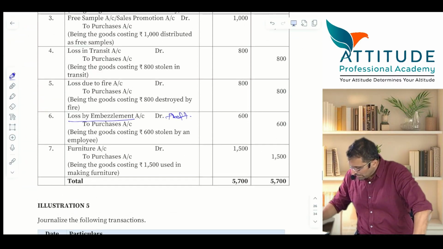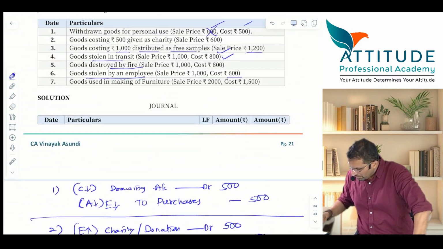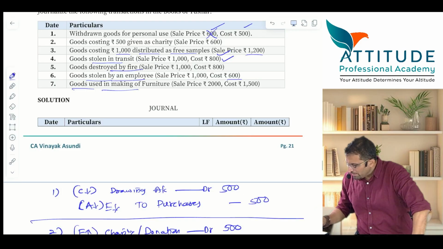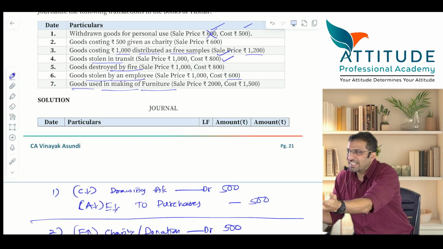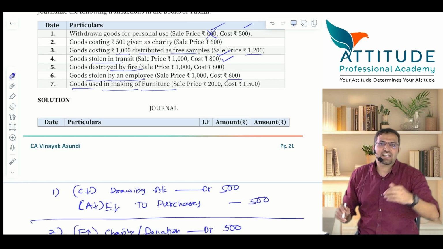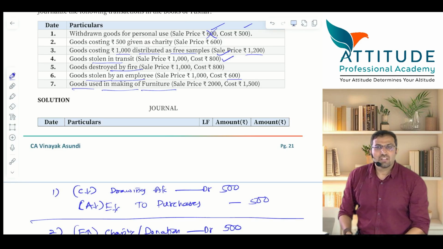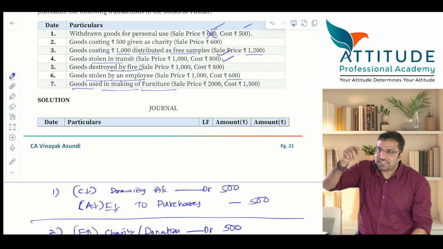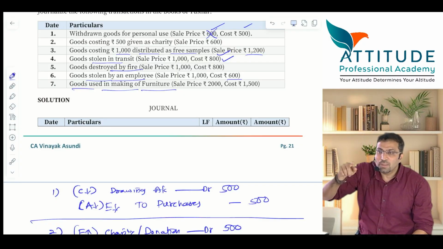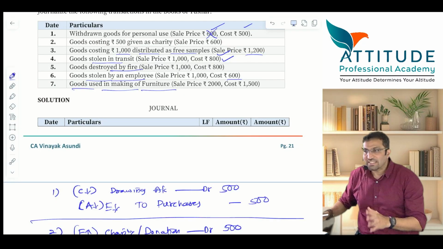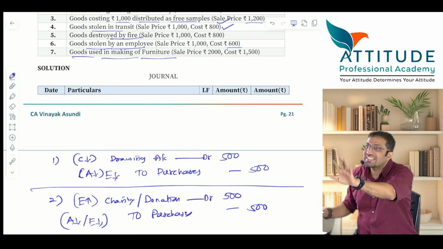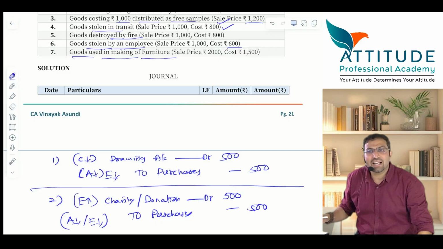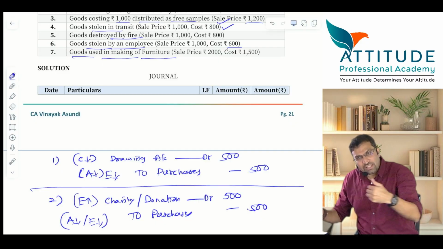Great. Last one. Goods used in making furniture. Goods means you are a dealer in some goods. Those goods are used in making what? Furniture. Tell me the entry. Furniture account debit. Fixed asset increases. Asset increases. To purchases. So that is the entry. Understood? So in all these cases, purchase account itself is credited. Did you understand? Because goods are only used.